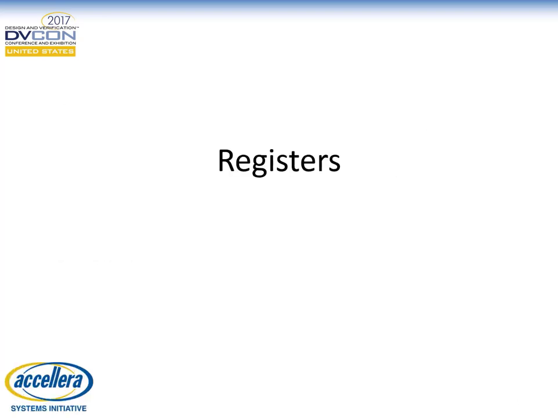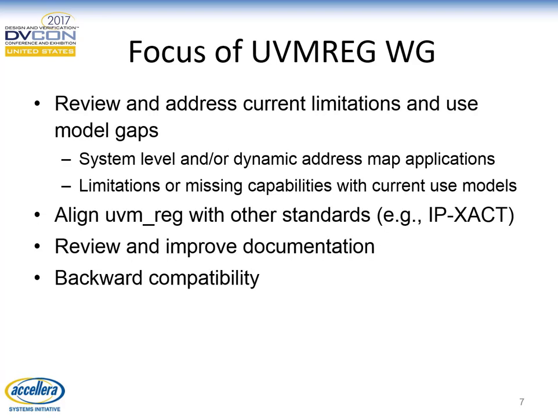In registers, there was a working group that formed, the UVM register working group. They had a lot of discussions and talked about the current limitations and things that needed to be addressed with registers to kind of fluff it up a little bit. They looked at a couple of issues, missing capabilities, and also system-level dynamic addressing kinds of things. The original intent was to try and align with IP-XACT as other standards, but mainly it was IP-XACT, and then generally improve the documentation. And also the idea was to maintain backward compatibility.